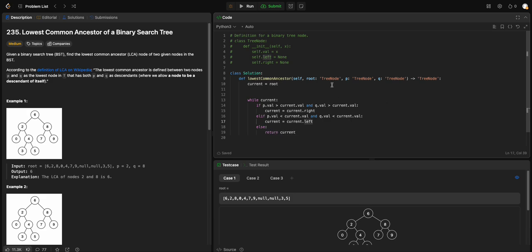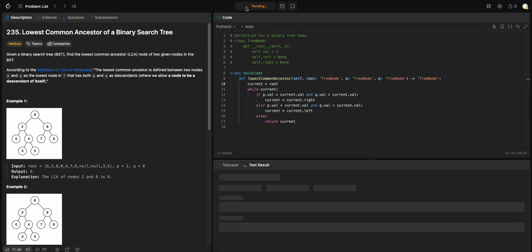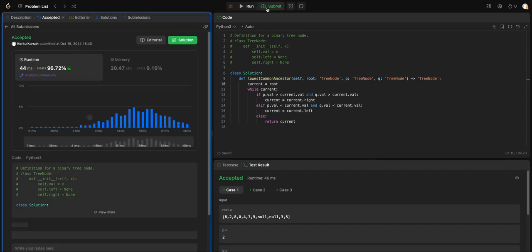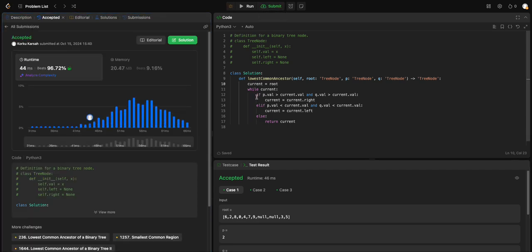current. Okay, it is a simple algorithm. We check the current node value: if both are bigger we go right, if both are smaller we go left, and otherwise current is the lowest common ancestor. And that is how I solve lowest common ancestor.